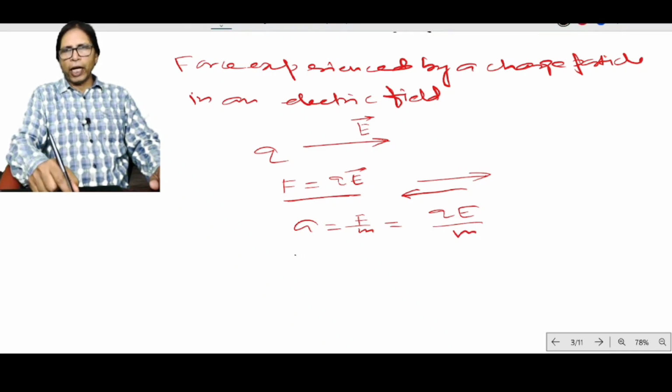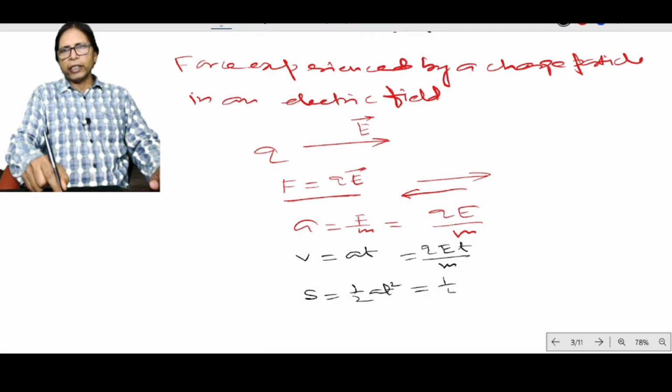Therefore, the velocity of the charged particle after time t is V = at, which equals qEt/m. Now, the distance traveled S = ½at², which is ½ (qE/m) t².